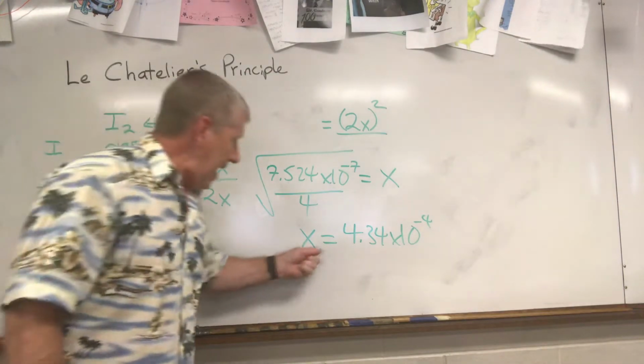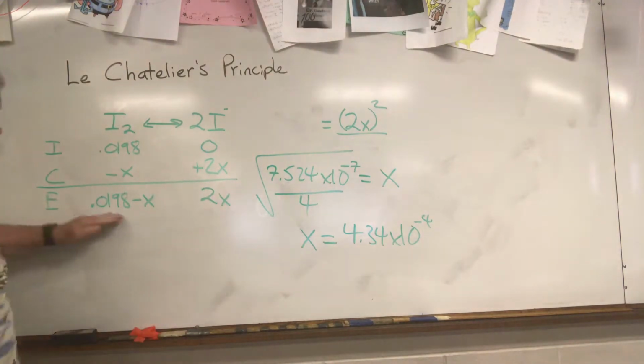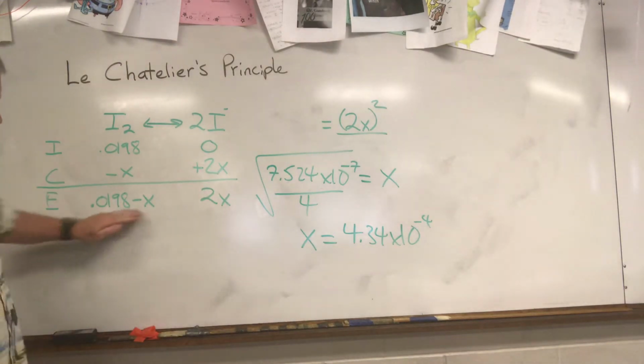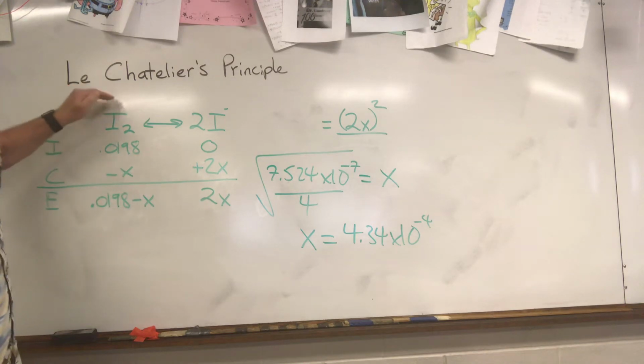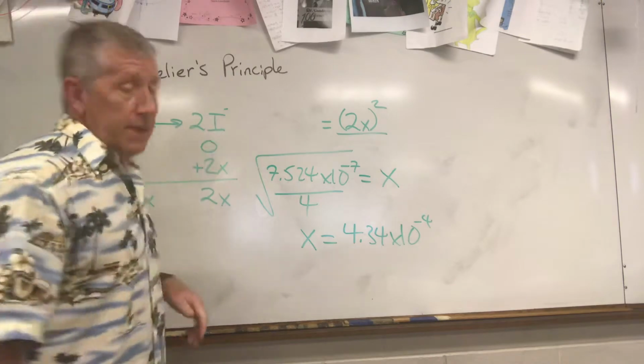We have to take that x and put it back into the equilibrium concentrations. This is the concentration at equilibrium of molecular iodine. This is the concentration at equilibrium of the iodine ion.